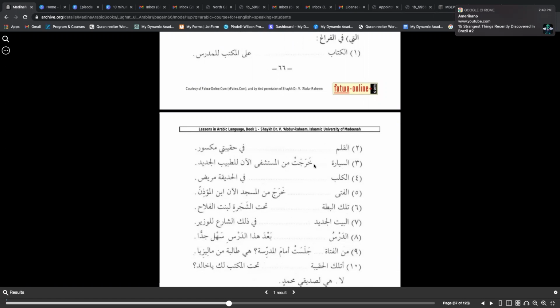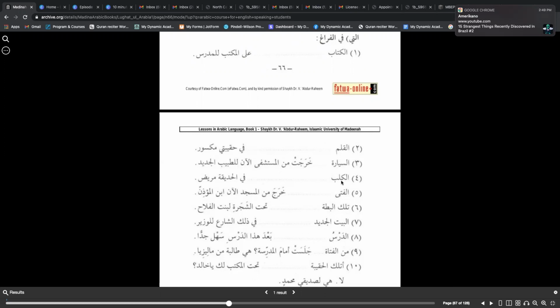As-sayara. So here, as-sayara is feminine, as the ta marbuta indicates that. So we say as-sayaratu allati kharajat, came out. We use ta'nith, and when we conjugate it in the past tense, because sayara is a feminine word, we have to make it conjugated for feminine. السيارة التي خرجت من المستشفى الآن للطبيب الجديد. So the car which came out from the hospital now is for the new doctor.